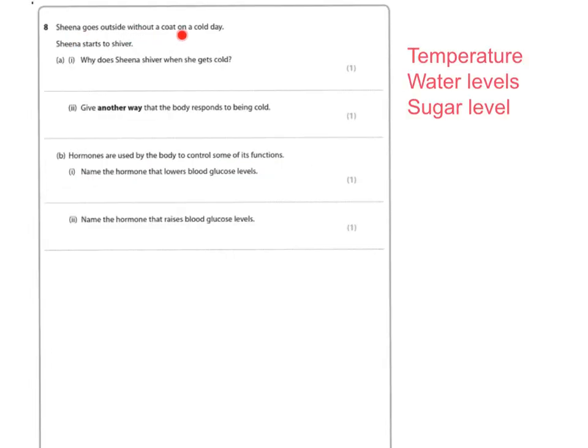If you read this question, all parts of it, you'll notice that it's to do mainly with homeostasis, keeping our body temperature, our water levels and our blood sugar levels constant.